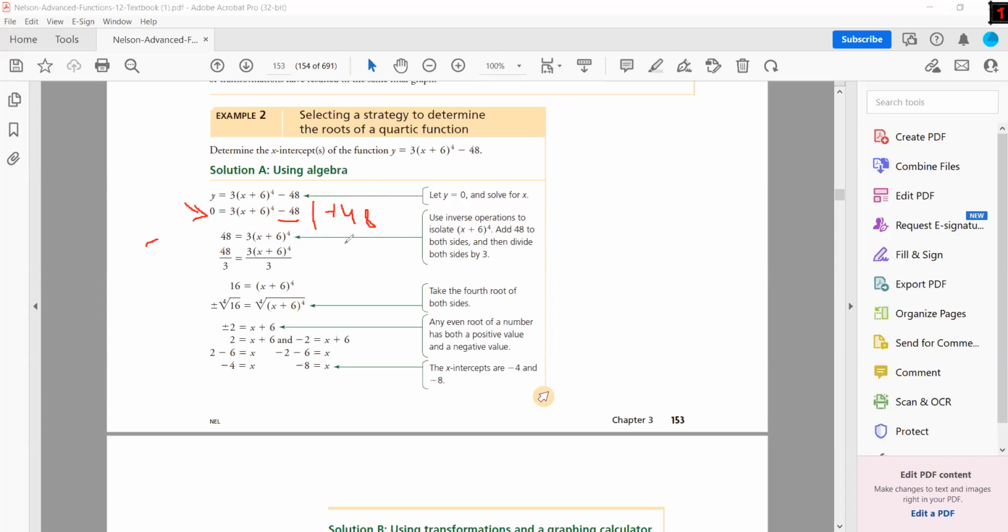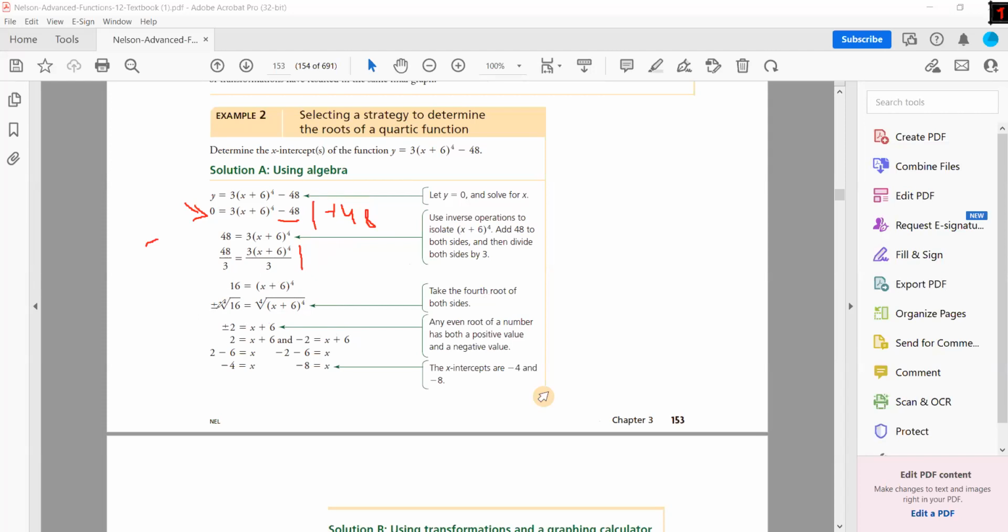Basically what we're going to do is use the inverse operations in order to isolate this cubic term, x plus 6 to the fourth power. So we add 48 to both sides. Now we divide by 3 on both sides. Now we get 16 equals (x plus 6) to the fourth power. Now we're taking a fourth root on both sides in order to get rid of this complicated exponent.